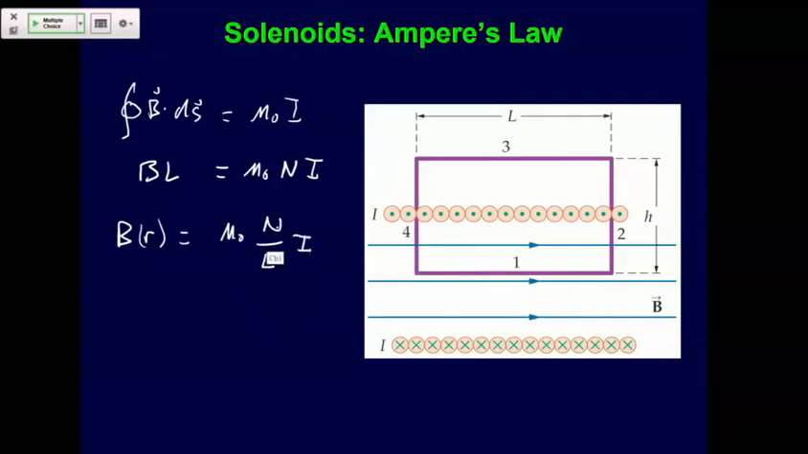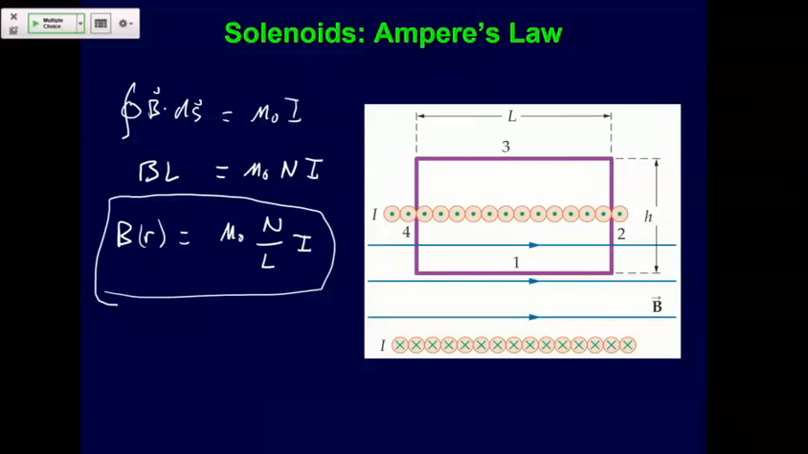All right, so it's mu naught N divided by L, the number of turns divided by the length, times the current. And so it does not actually depend on the distance R. So the analog would be the capacitor. This is one of the easiest ways for us to create a constant magnetic field. And we're using this idea of Ampere's Law, which we'll get some more practice with next week.